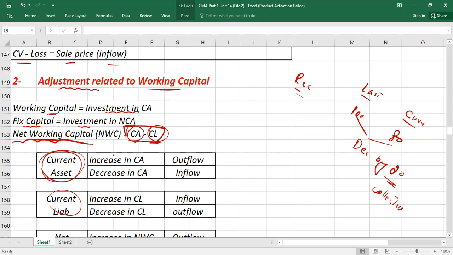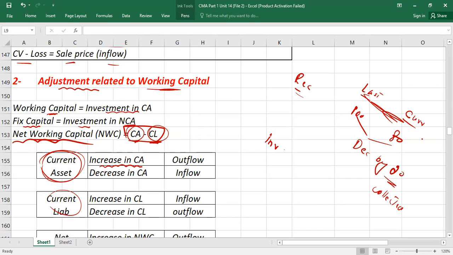So guys, here we will take the same, even if it is inventory. The same rule you will follow, whenever there's an increase in current assets over 2 periods, it could be inventory, receivable, whatever it is.